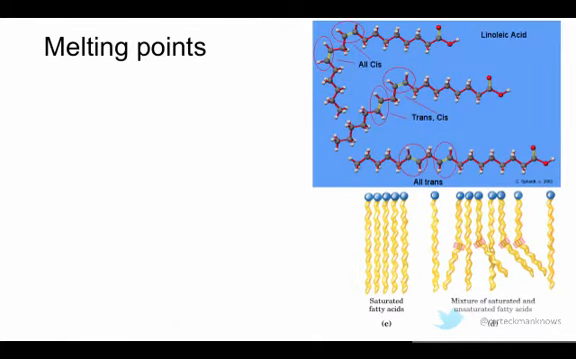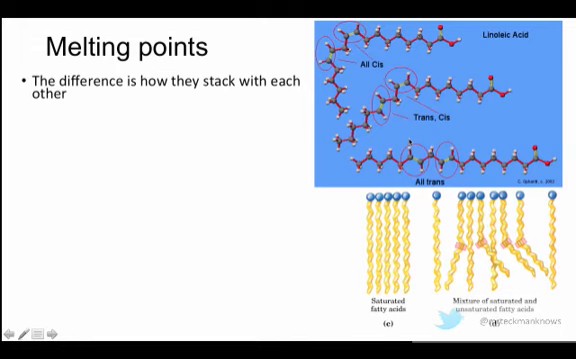But why the difference? Well, really it all comes down to melting points. Clearly they have the same rough structure, they have the same chemistry. However, the cis fatty acids have a very different spatial arrangement. And that means that they can't stack together very well. The cis fatty acids, you see, are bent. They can't stack with each other, okay?